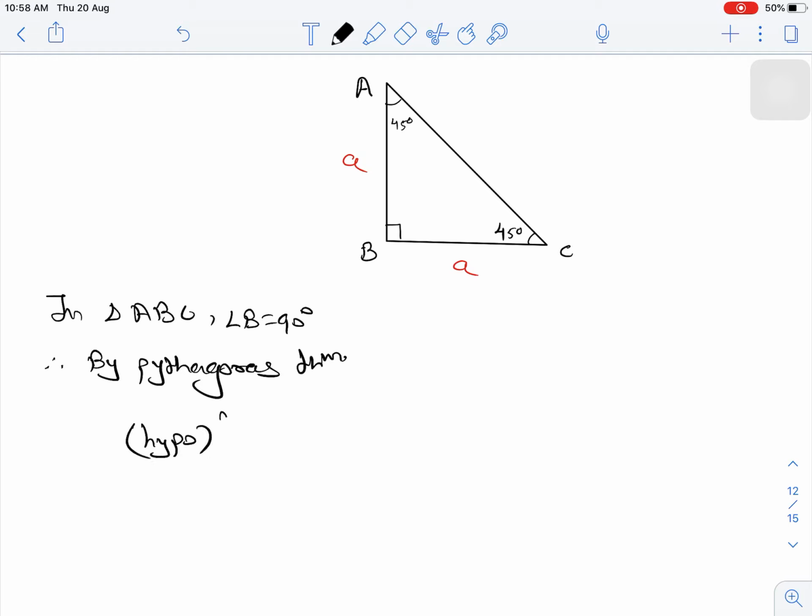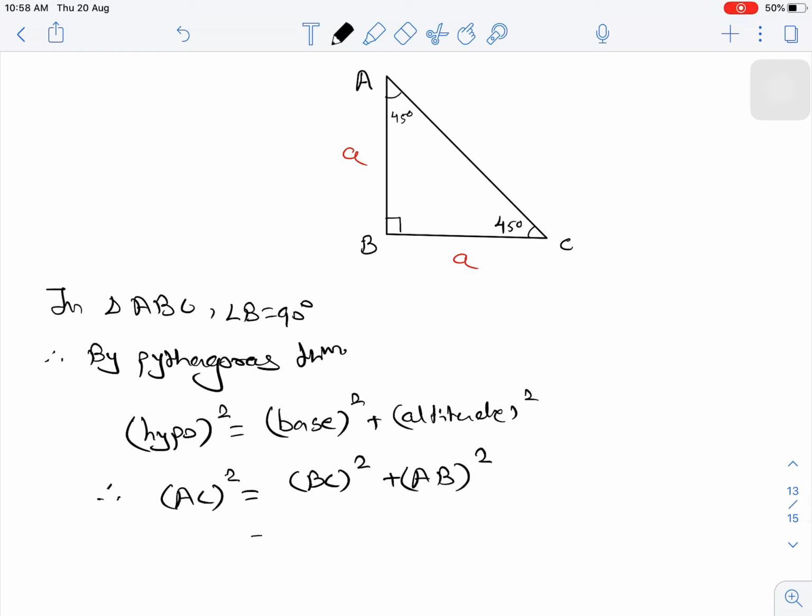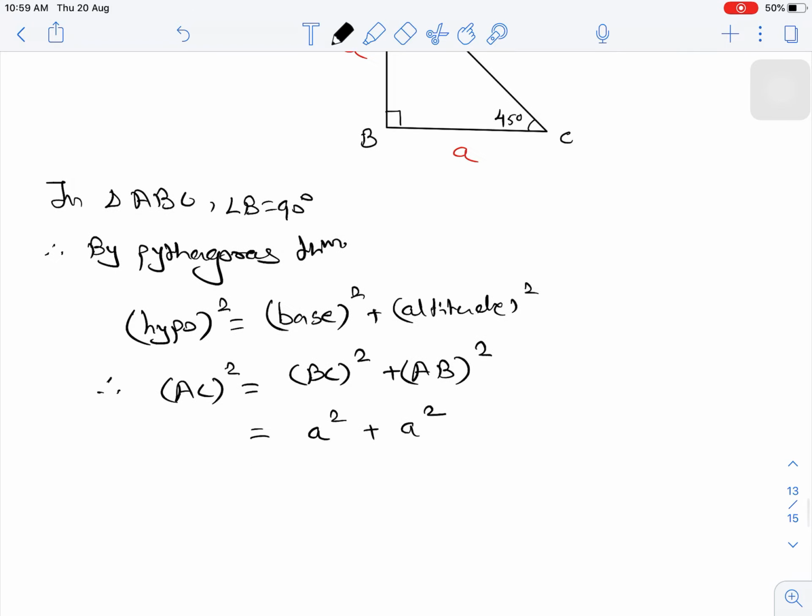It is hypotenuse square equals base square plus altitude square. So what is our hypotenuse? That is AC. Therefore AC square is equal to, base is BC, so BC square plus AB square. Now what is the value of AC? We don't have any value, we have to find it. BC is a, so you will get here a square plus a square.